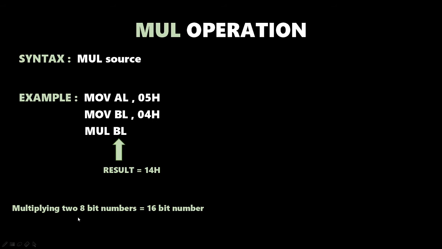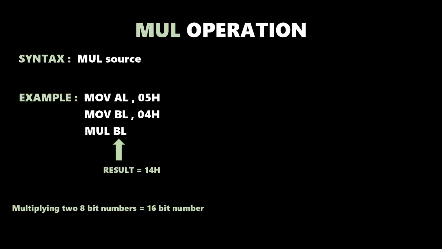Next we give mul BL. So what this is going to do is multiply the value 05 and 04 and store the result in our AL register. This is very important. The result will be stored in our AL register. The result that we'll get, that is 14H, after multiplying 05H and 04H, will be stored in our AL register. Another very important point to note here is, multiplying two 8-bit numbers will produce a 16-bit number.